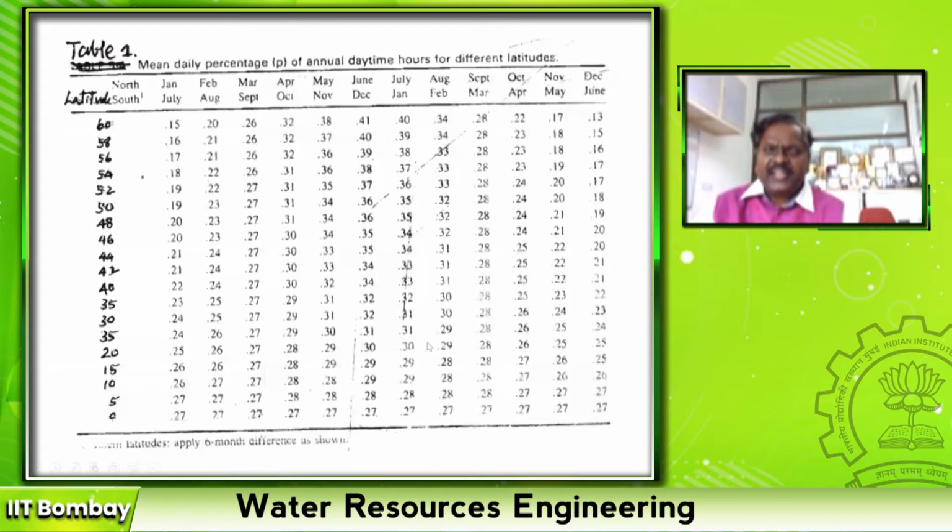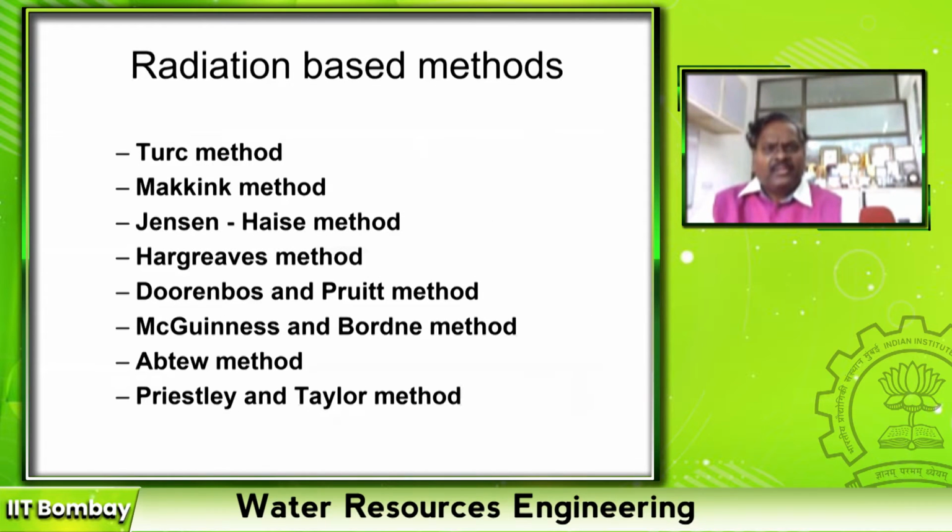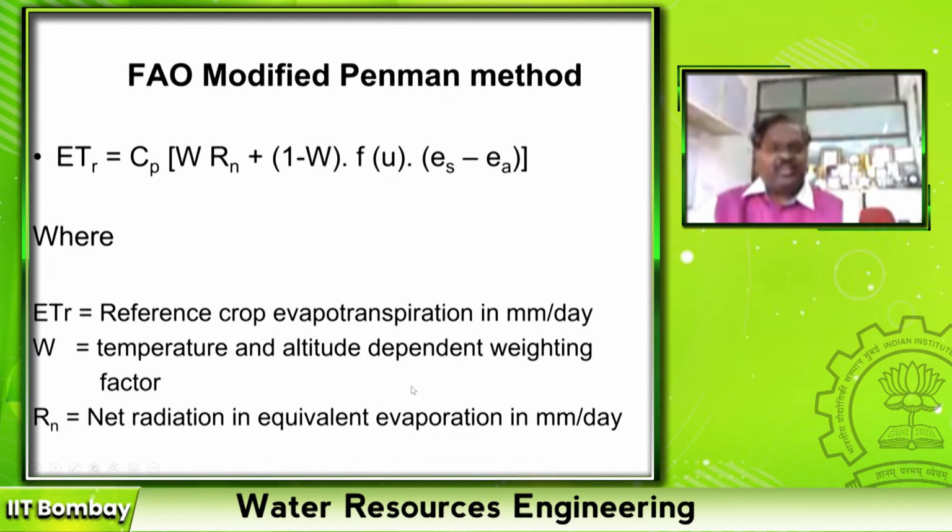Then the second is the radiation based method, where the major parameters used are radiation values. Out of the radiation based methods, the Hargreaves method is the most commonly used. And Doorenbos and Pruitt are the people who first developed this in the FAO book. It's a very important reference. I request everyone to go to the FAO website and see the publications FAO 24 and FAO 52, which talk about evapotranspiration estimation. I'm not going to explain any radiation based method in detail. You read that one. But let us see the FAO modified Penman method.